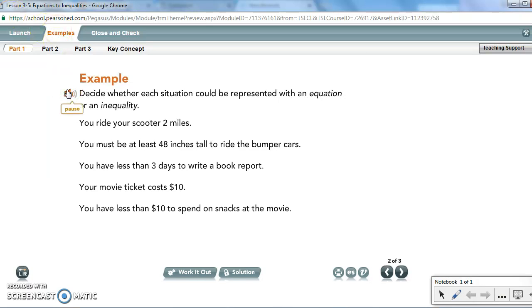Decide whether each situation could be represented with an equation or an inequality. So for these, a very important thing that you need to do is underline your key words. Here I see at least. Here I see less than. Here I see costs. And here I see less than again.